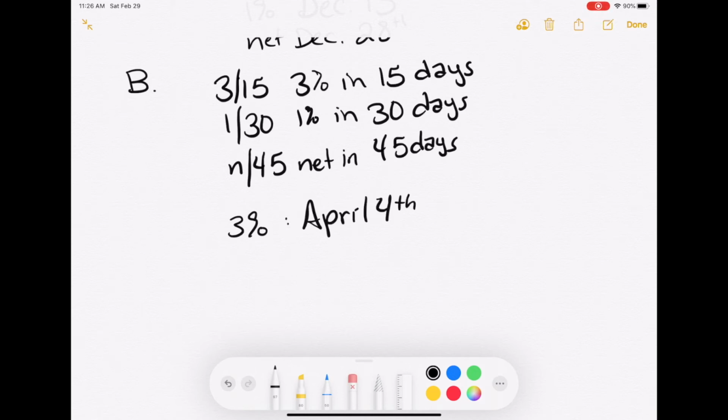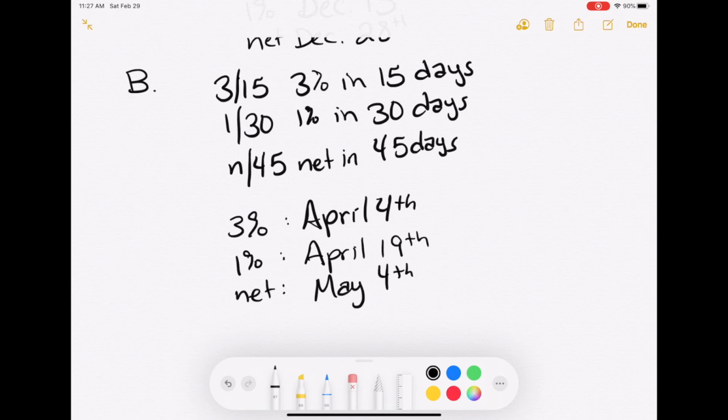Okay. 1% in 30 days, but there's 31 days in March, so I'm going to go ahead and count from March 20th. 1, 2, 3, 4, 5, 6, 7, 8. April 19th. And then adding in 15 more days from the 19th. May 4th.